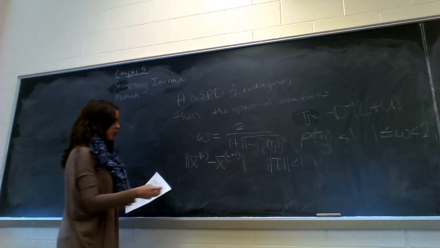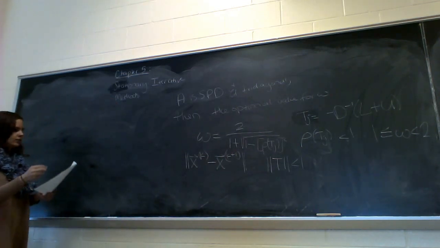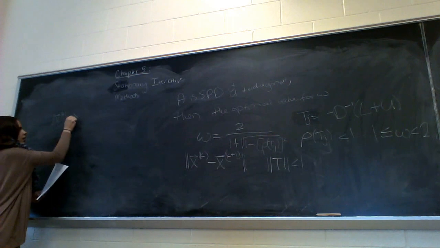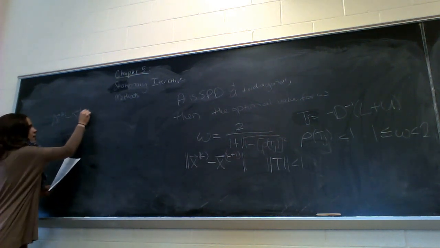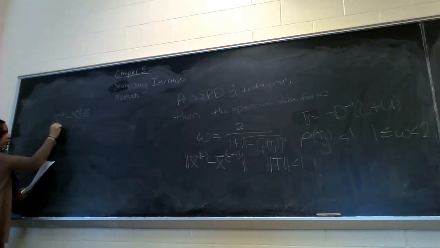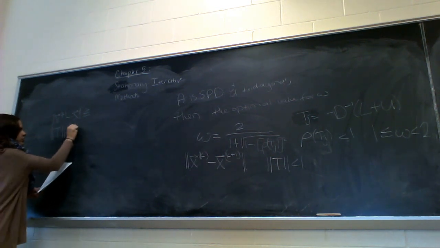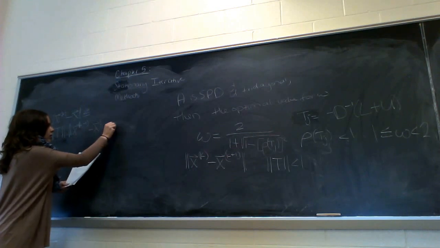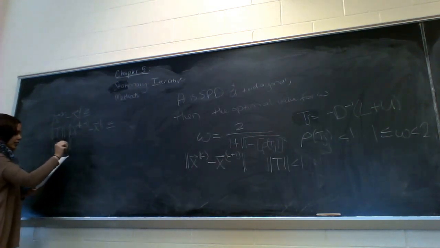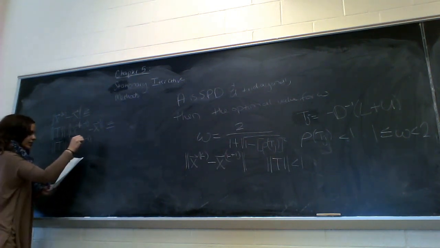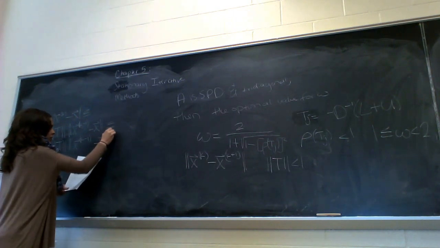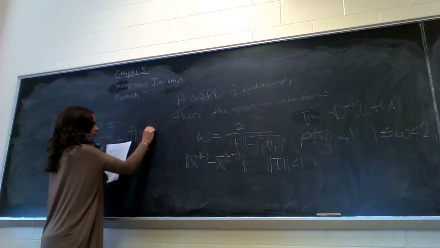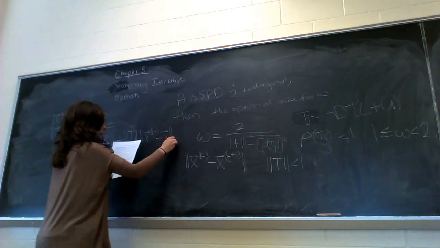matrix norms, then we have, I'm going to come over here for this, the norm of xk minus x is less than or equal to the norm of T times the norm of xk minus 1 minus x, which is less than or equal to the norm of T times the norm of xk minus 1 minus xk plus the norm of T times the norm of xk minus x.